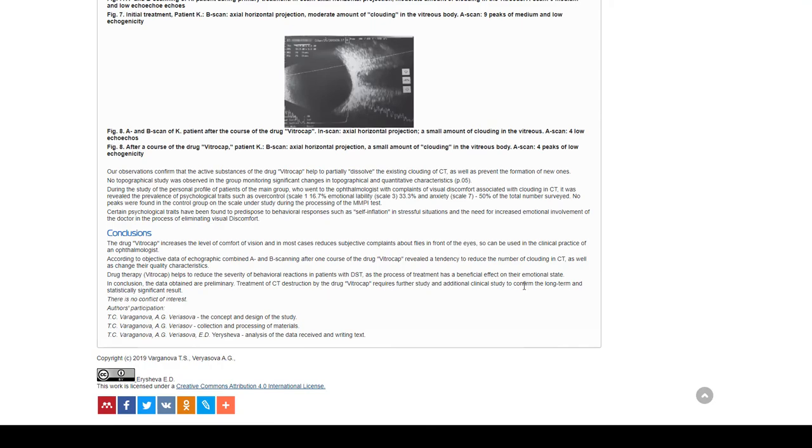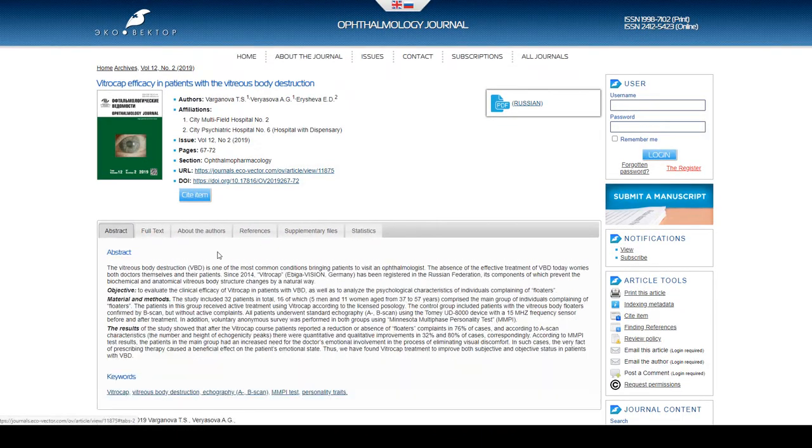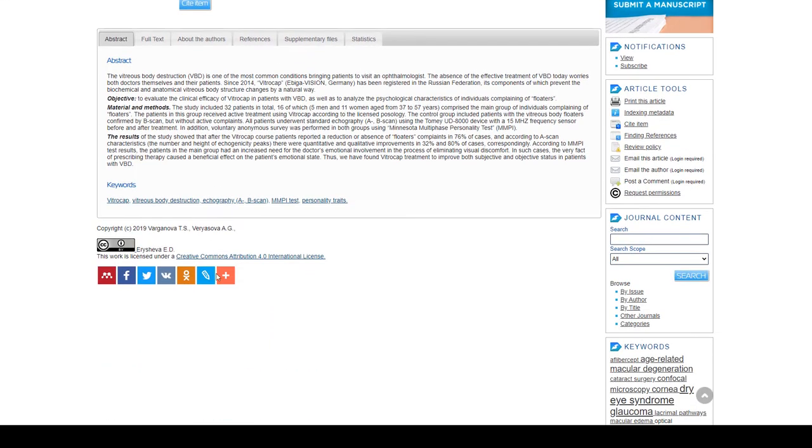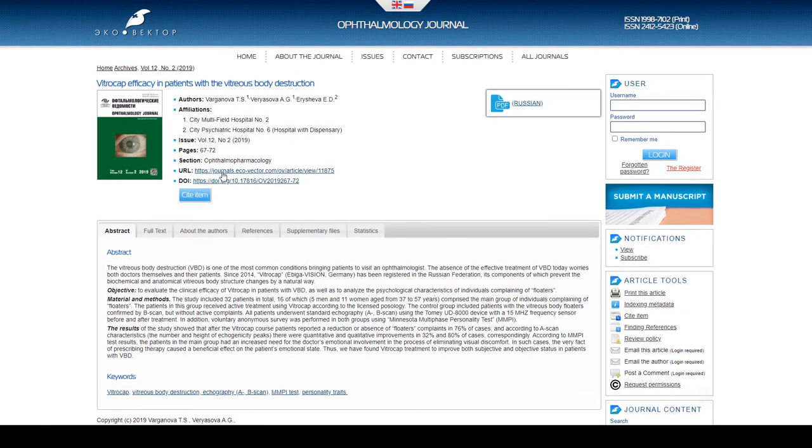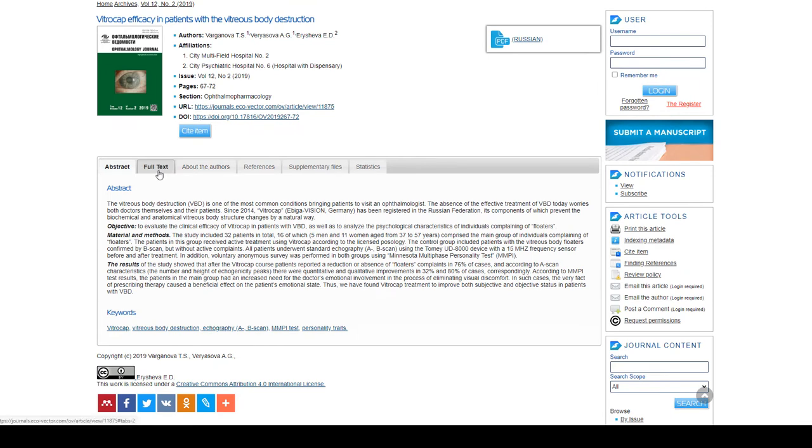So this was a study that included a mere 32 patients. That's so small that it's very difficult for anybody to claim this is a representative finding. But of the 32 patients, 16 actually reported floaters to their doctors, with significant symptoms of floaters impacting their vision and their lifestyle. The other 16 were scanned and found to have floaters, but did not report noticing them in everyday life. The 16 that were the main group were given Vitrocap, and the other 16 were not.